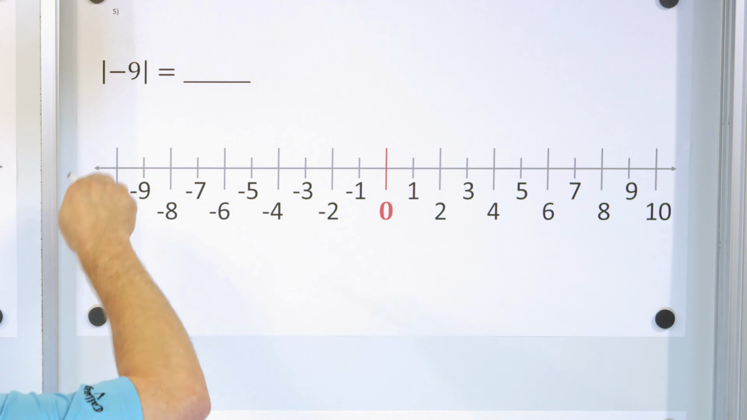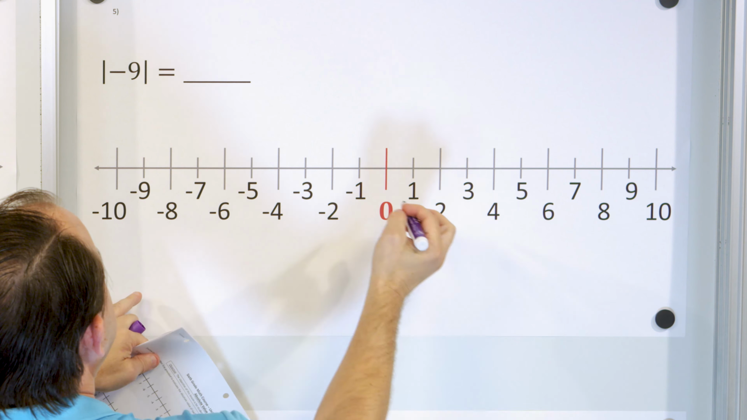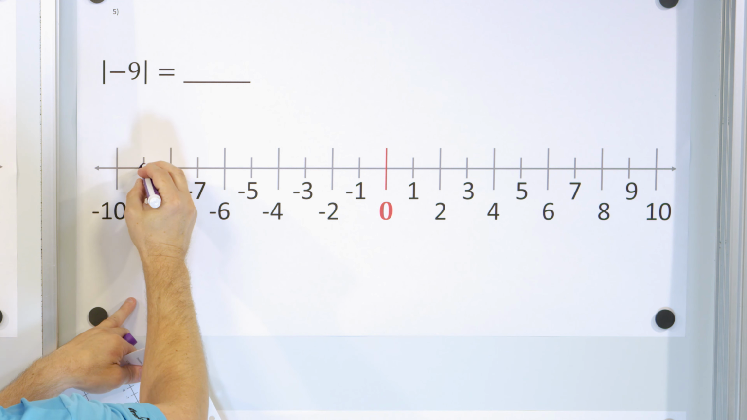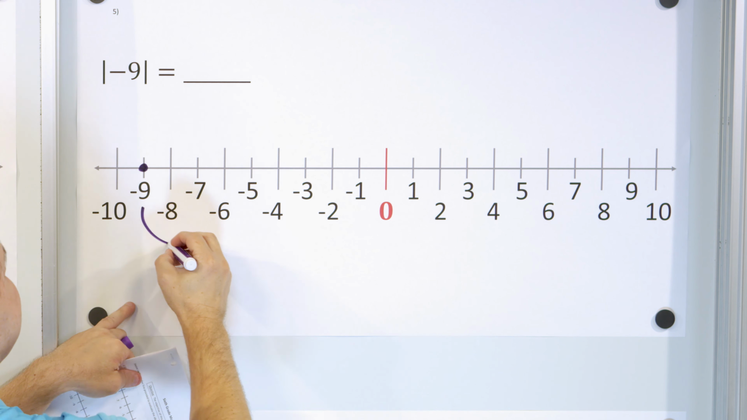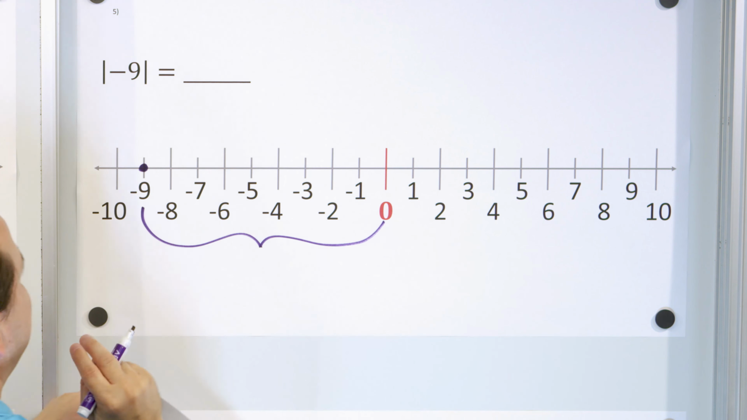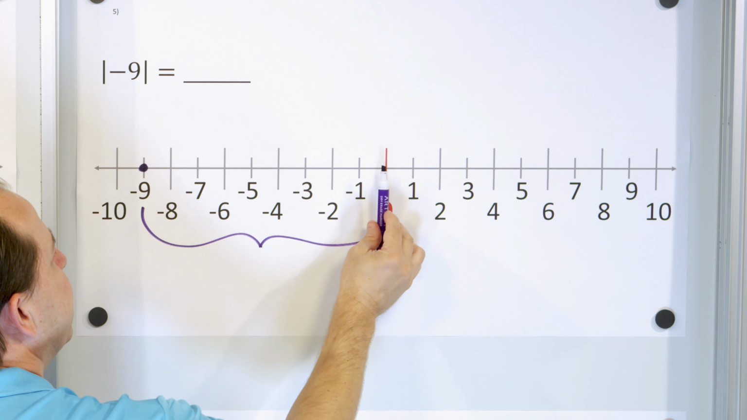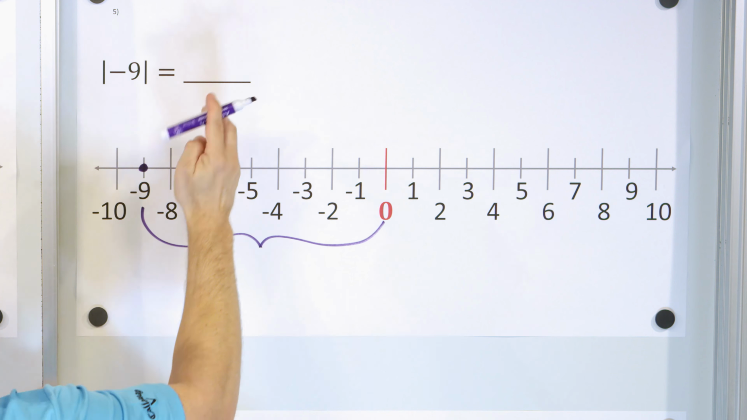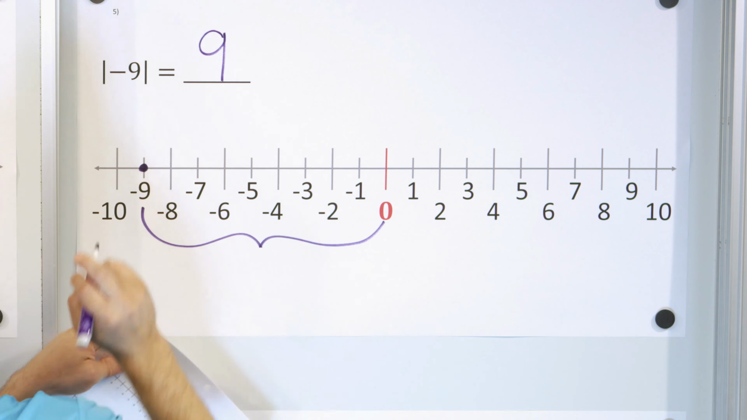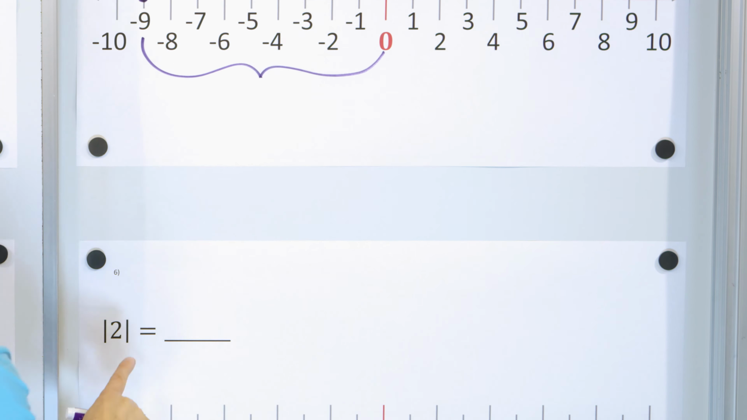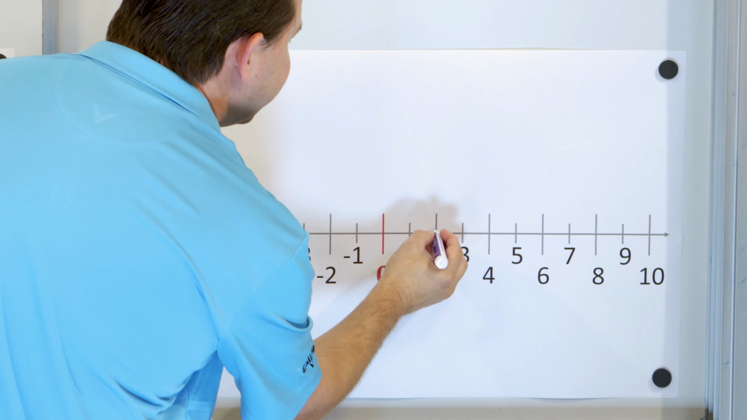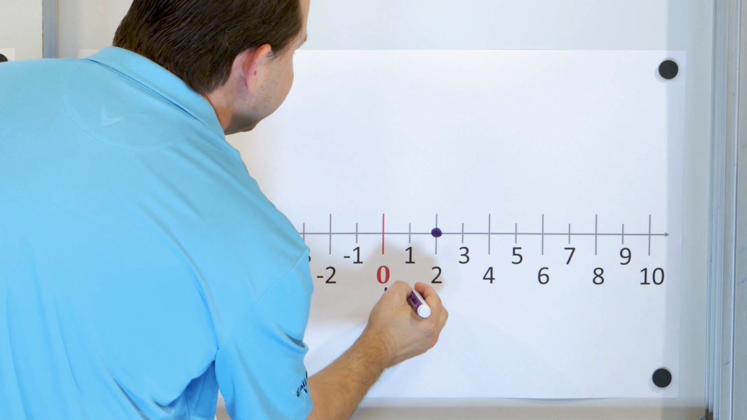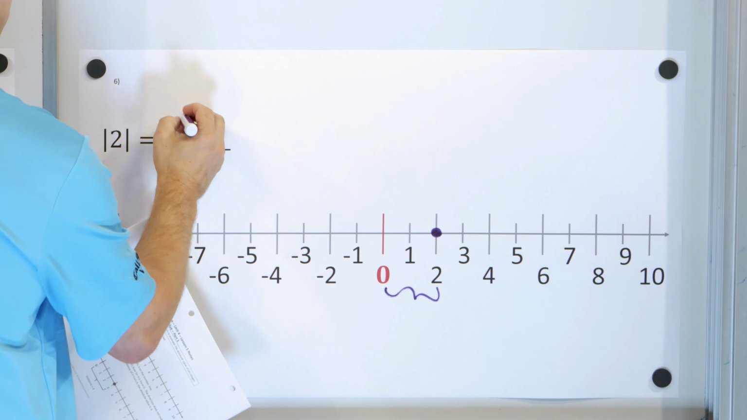What about the absolute value of -9? Well, -9 on the number line is way down here. And when you take the absolute value, you're asking yourself, how far is it away from 0? How many distance units? 1, 2, 3, 4, 5, 6, 7, 8, 9 distance units away, so the absolute value is 9, right? And then the absolute value of 2 is here on the number line. How many distance units away is it? Of course, it's only 2.